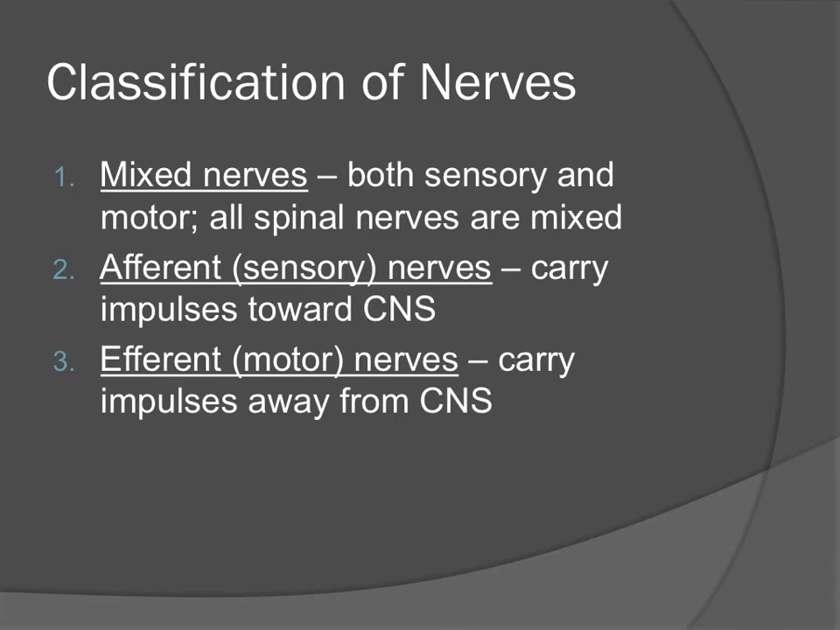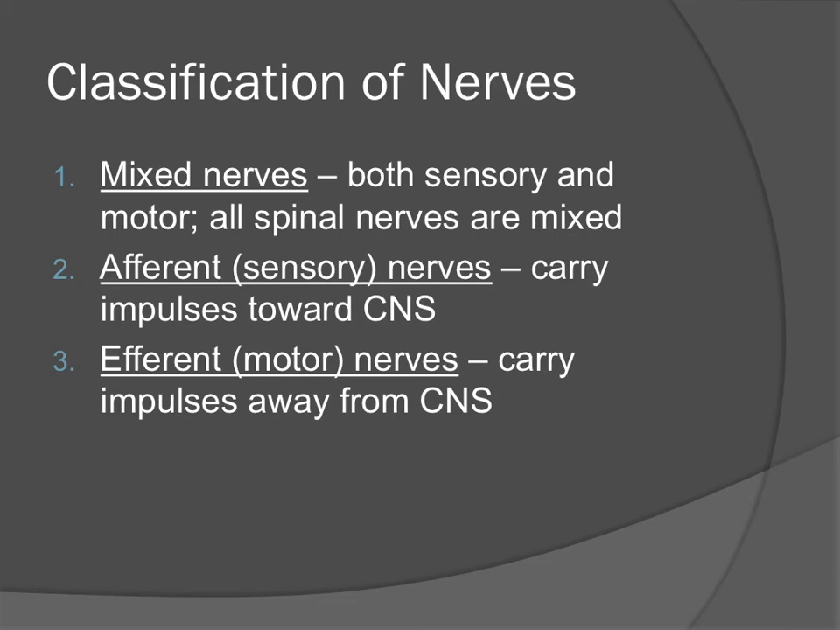Then you've got the classification of nerves. We have mixed nerves. This is both sensory and motor. All spinal nerves are mixed. You have afferent or sensory nerves. These carry impulses toward the central nervous system. Afferent nerves detect stimuli and conduct nerve impulses back towards the spinal cord and up to the brain. This is the body's way of gaining awareness of its outside environment and making sense of it.